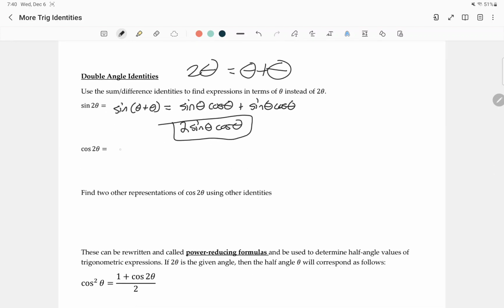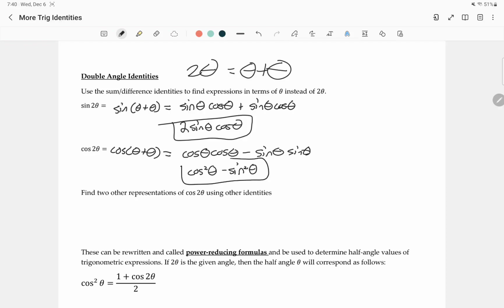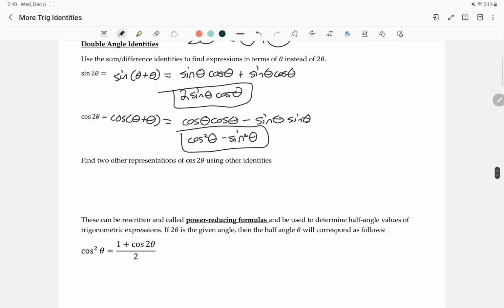Apply the same principle to cosine. And it's going to give us cosine of theta plus theta is equal to, have our cosines first, cosine theta cosine theta minus sine theta sine theta. And this is going to give us cosine squared theta minus sine squared theta. And obviously, this is it. So it's telling us to find two other representations of cosine 2 theta using other identities. So I want to give you a moment to think about it if you haven't already.